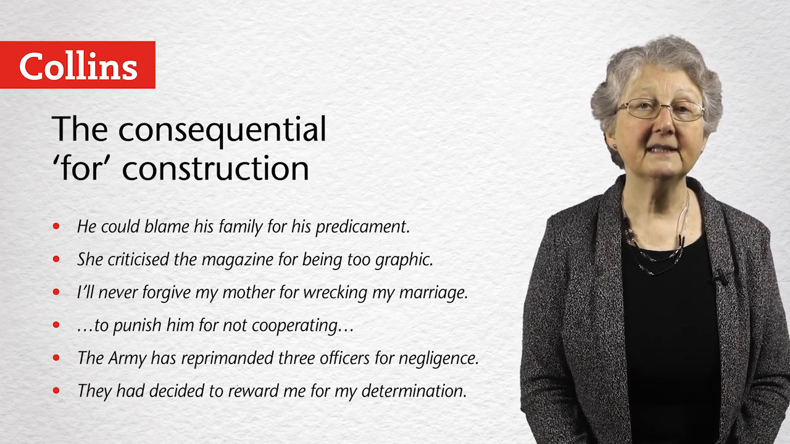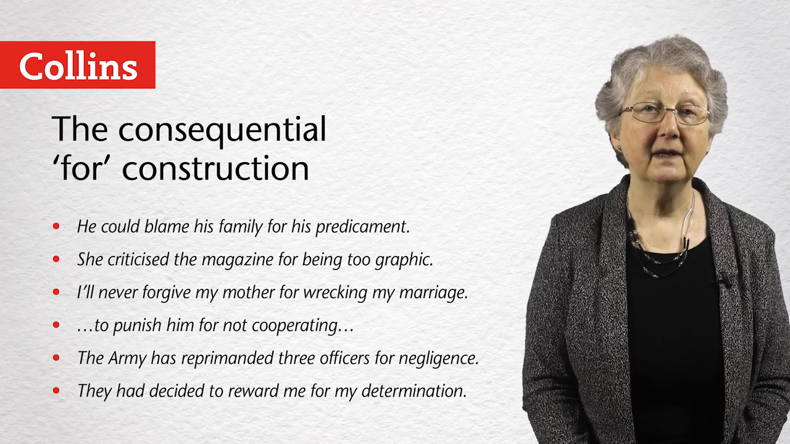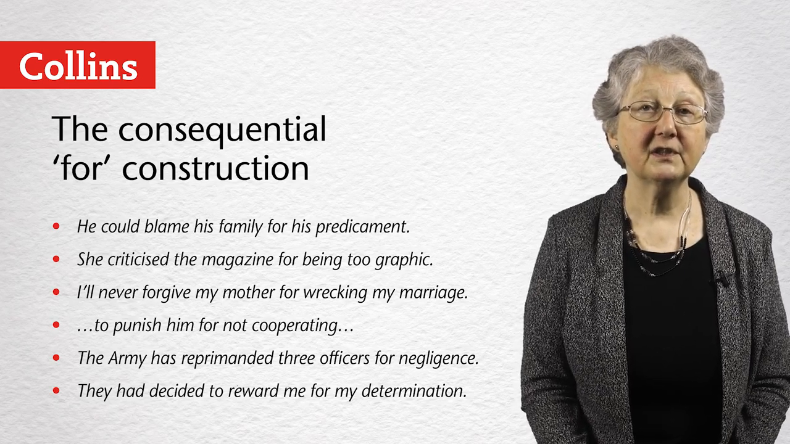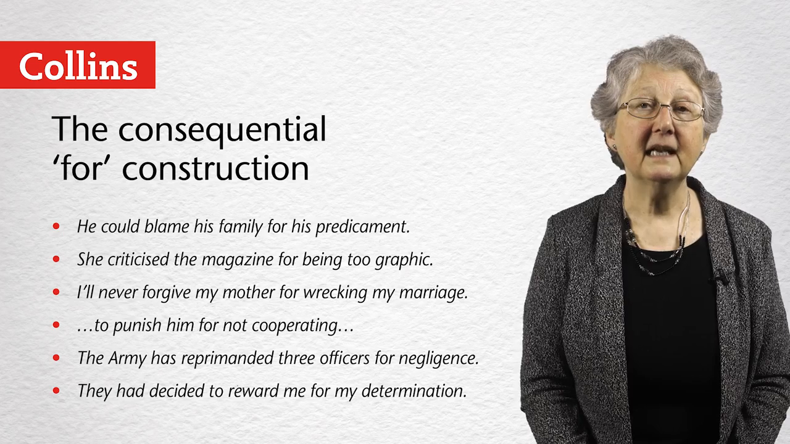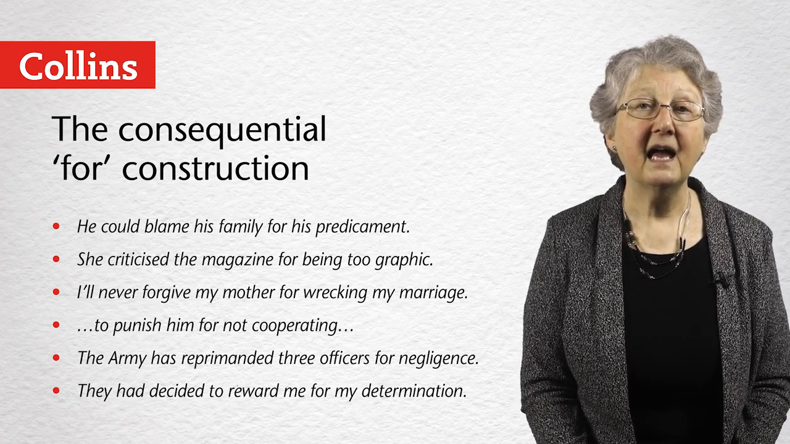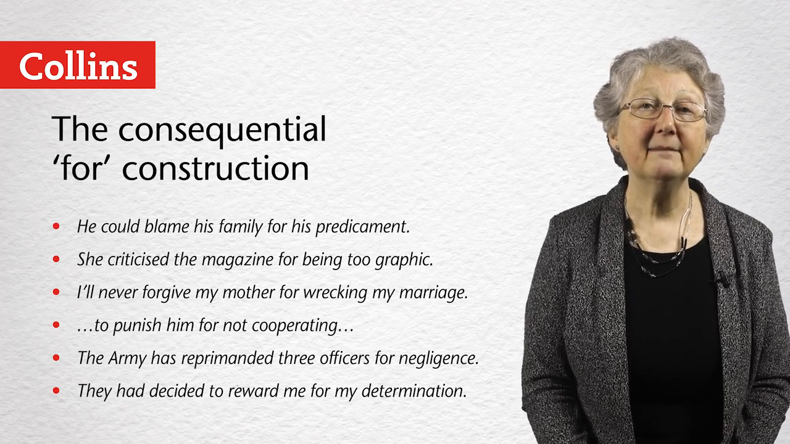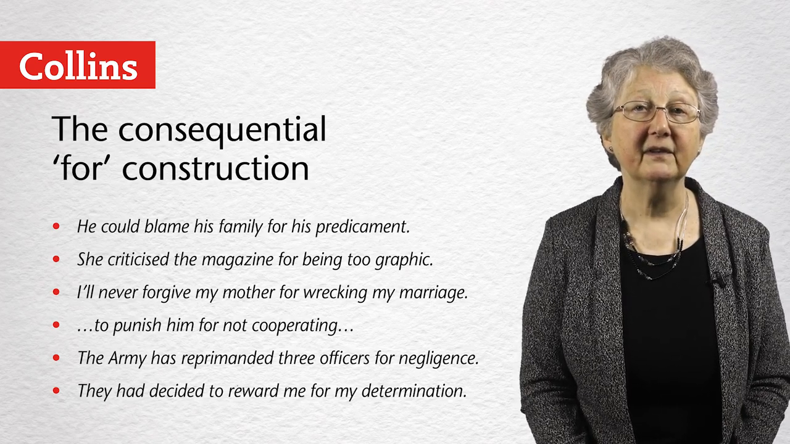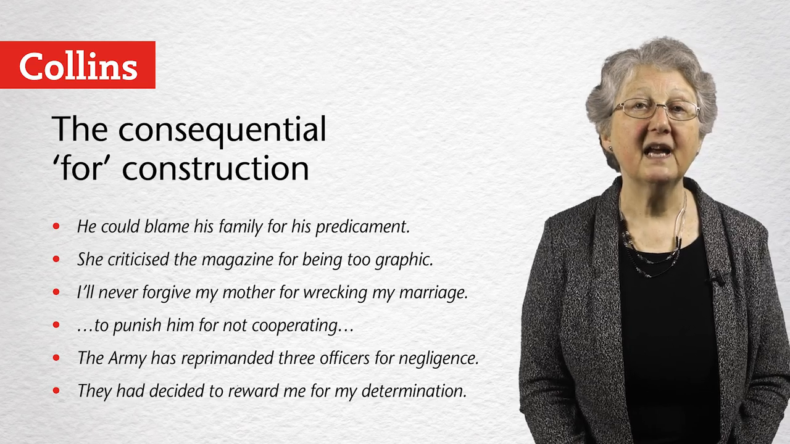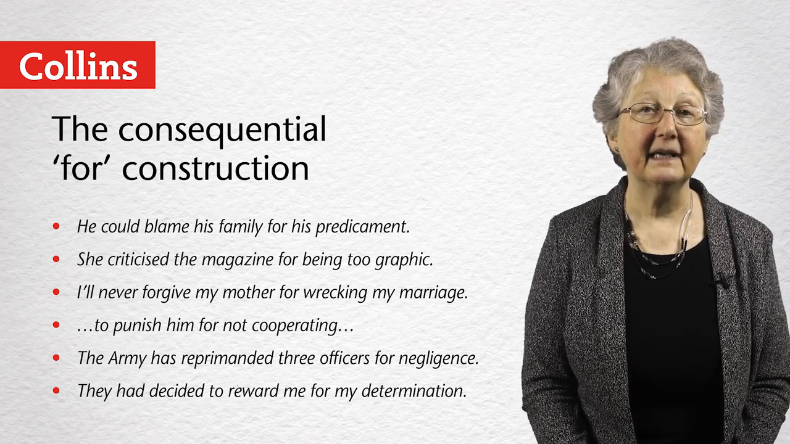The consequential for construction. Here the pattern is verb noun for noun, and some of the verbs that occur in this pattern tell us about something that happens and the consequence of it. For example, "he could blame his family for his predicament." He had a predicament and as a result he blamed his family.